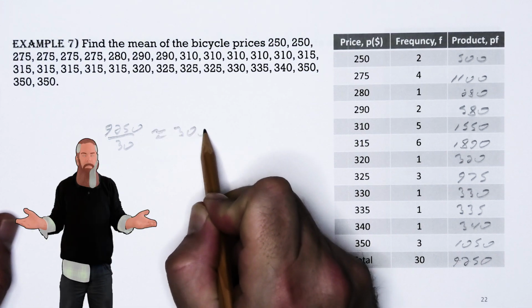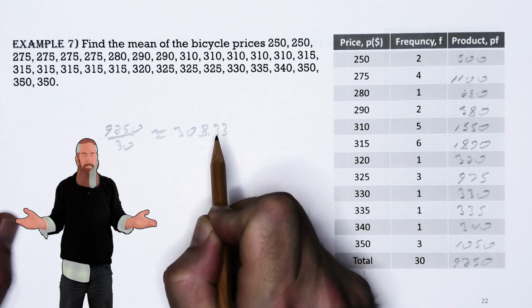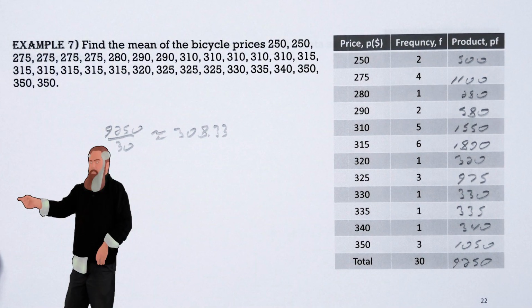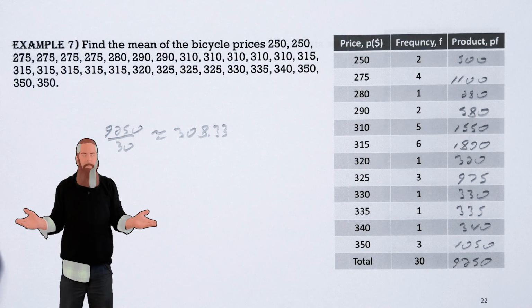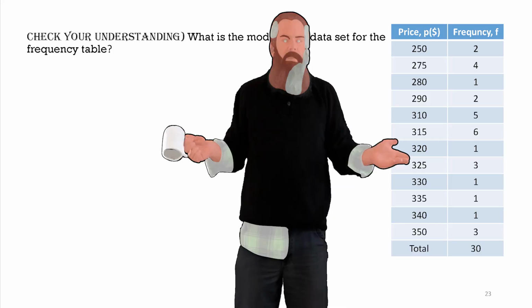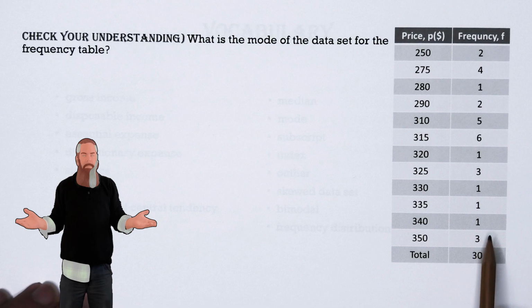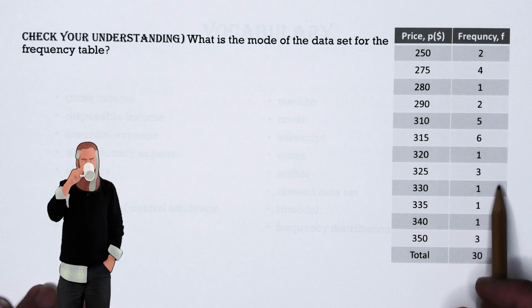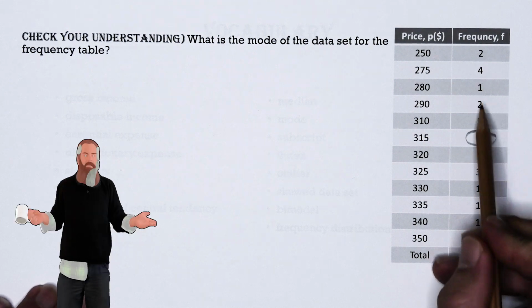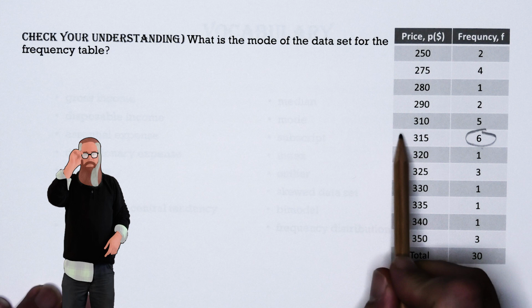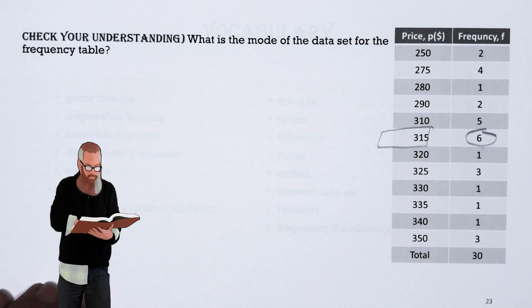approximately 308.33. The mean of bicycle prices is $308.33. Now, let's check your understanding and say, what is the mode of the data set on the frequency table? Well, for that, we look for what is the largest number. The largest number in the frequency column is 6. That means $315 is the most frequently occurring price.